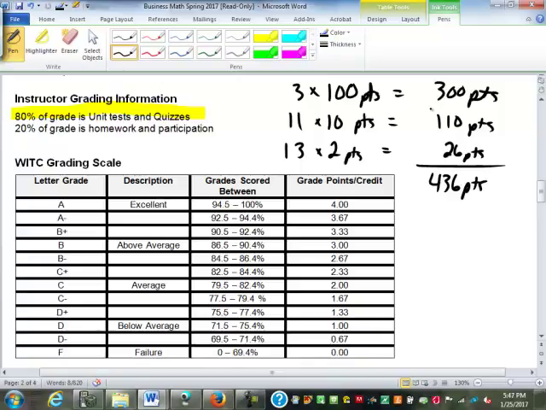One of the reasons there's 11 quizzes is that I will normally drop your lowest quiz grade in this class. Out of the 13 homeworks, I will drop your 3 worst homework assignments. So that means that ends up being 420 points that this class is graded out of.